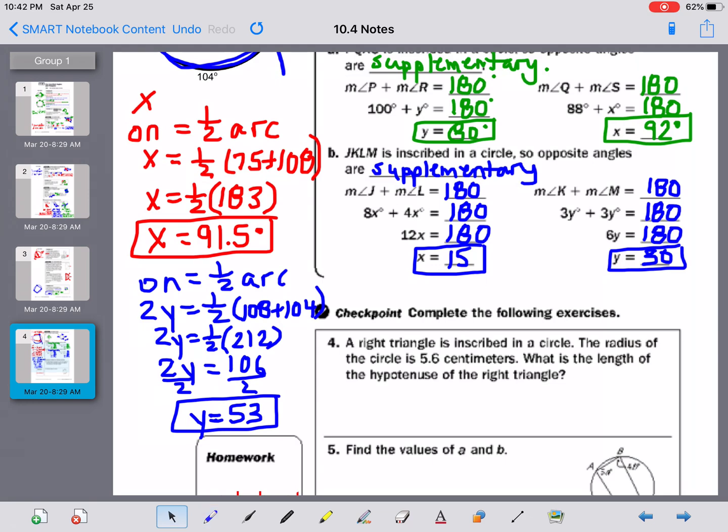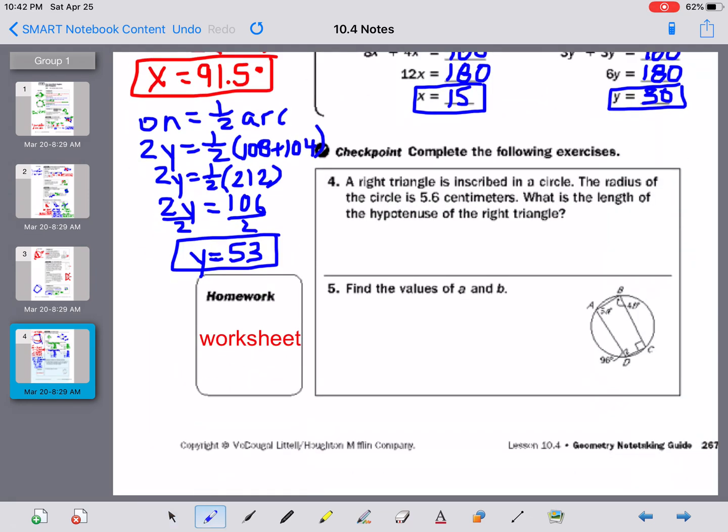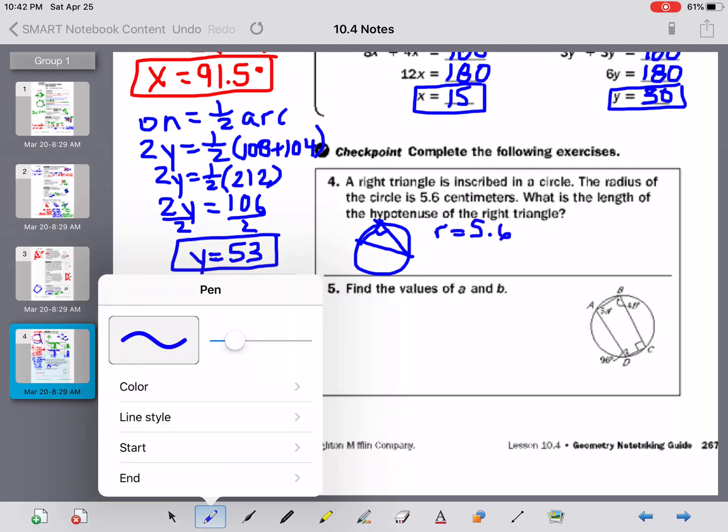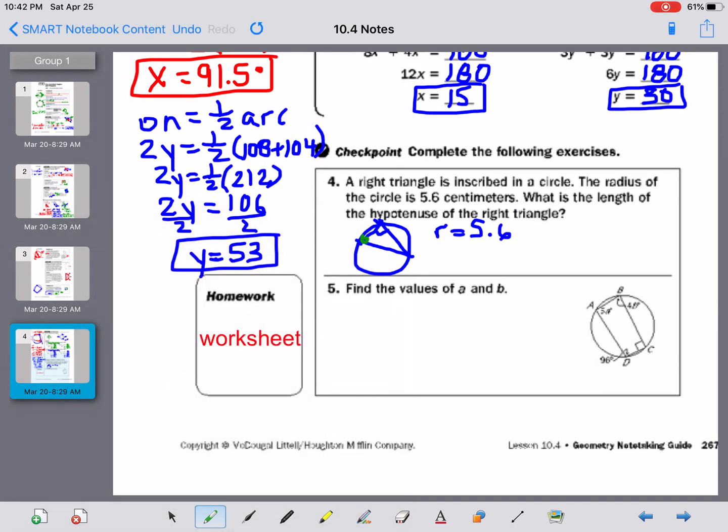I have a right triangle inscribed in a circle. All right, circle, trying to draw a right triangle. Make sure I get a 90 degrees right there. It says the radius of the circle is 5.6. What's the length of the hypotenuse of the right triangle? At first glance, it looks like a mystery. We want to know, what is this hypotenuse?